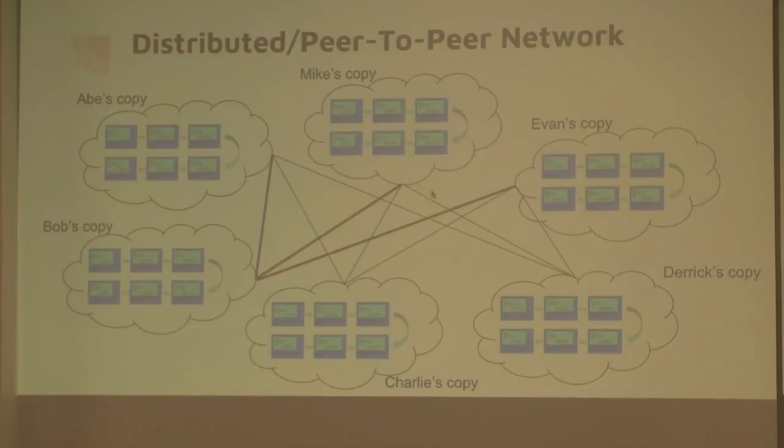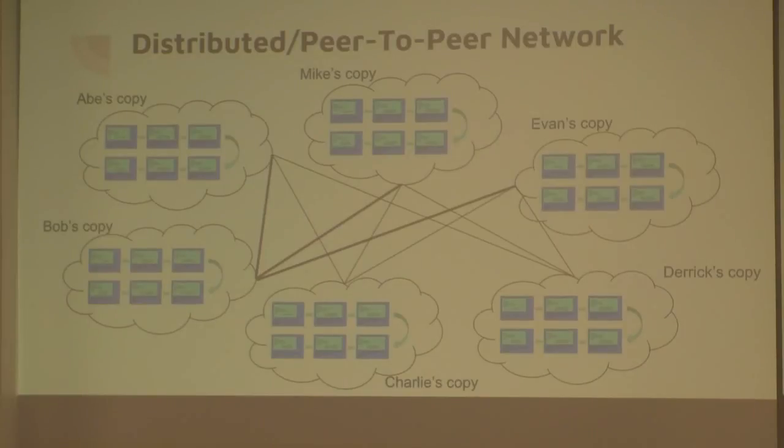So now when anyone wants to add a new block to the blockchain, to add a few transactions, the way this works is, let's say Abe wants to add a new block. He'll send that information to the 3 computers that he's connected to. He'll send it to Bob, Charlie, and Derek. Then Bob is connected to Mike and Evan, and Derek's connected to Evan and Mike. All the computers are interconnected. So as soon as one person sends out some information, within a few seconds, very quickly, everyone else has that information.